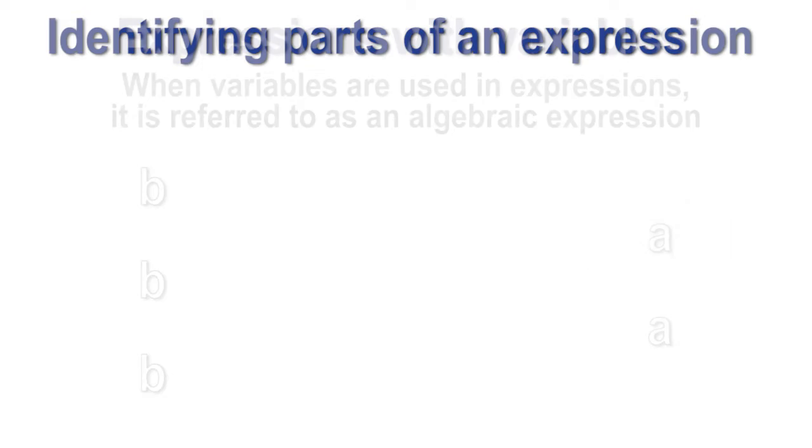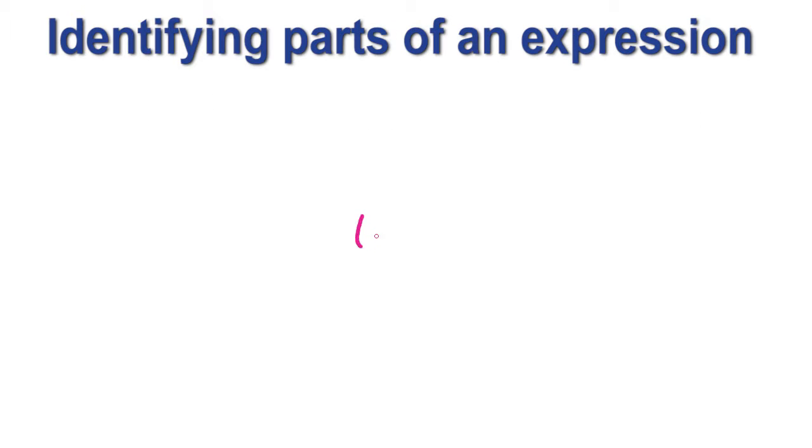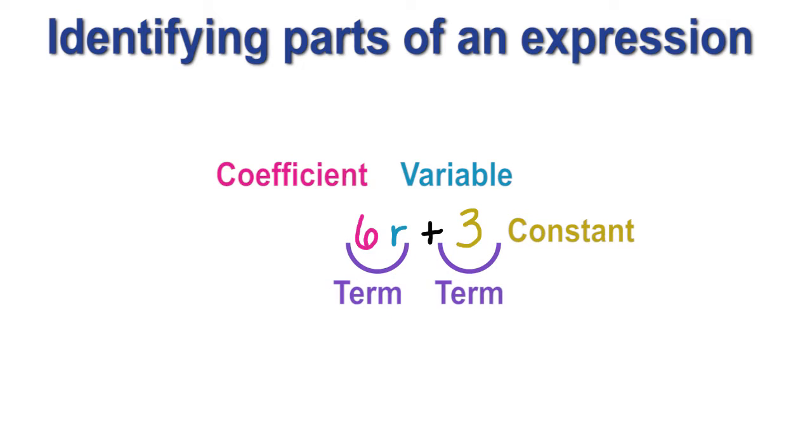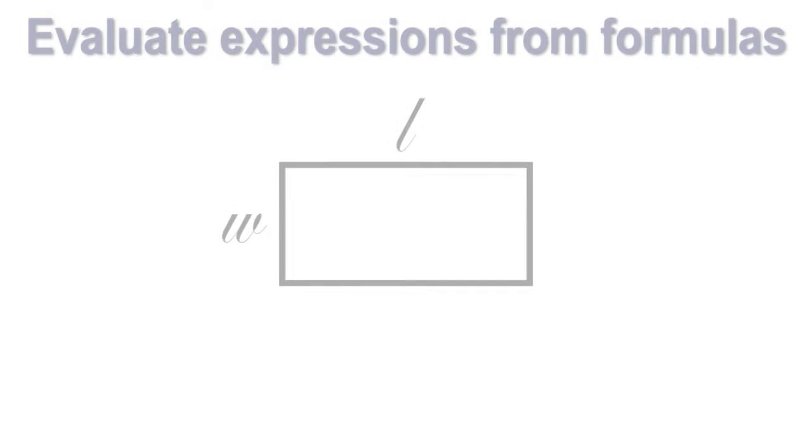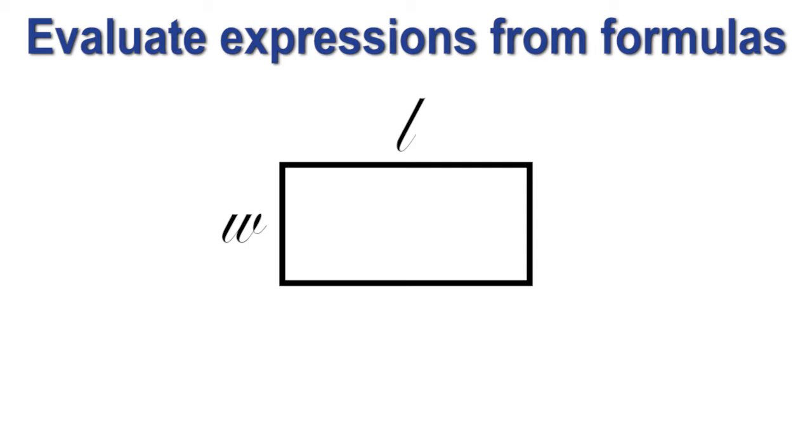Then students will identify parts of an expression using the correct mathematical terms of coefficient, variable, constant, and term, as seen here with the expression 6 times r plus 3. Next, students will evaluate expressions from formulas, such as the formula for the perimeter of a rectangle. The formula is 2 times length plus 2 times width, which means the length and width are both doubled and then added together.